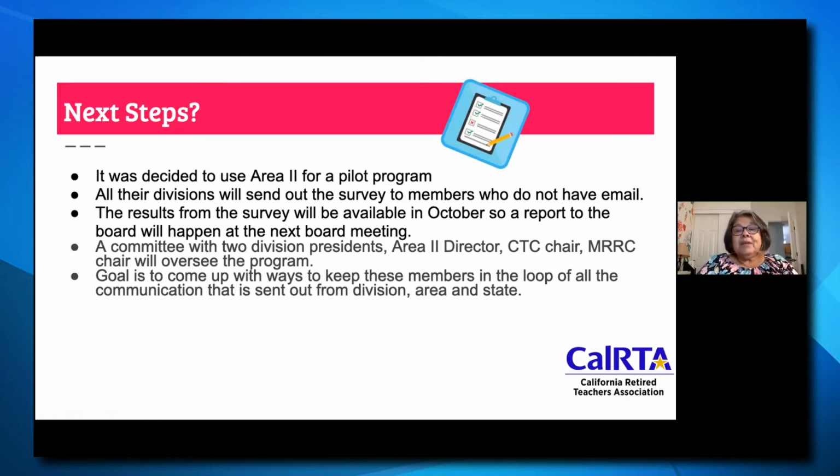The results will be available in October, so a report to the board will happen at the next board meeting, which could possibly be in November. A committee, again, consists of 2 division presidents, the Area 2 director, our communications technology chair, Sue Breyer, myself, and we're going to oversee the program. And so the goal is to come up with ways to keep these members in the loop of all the communication that is sent out from division, the area, and the state.